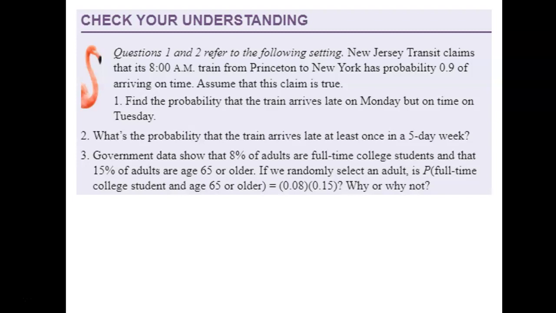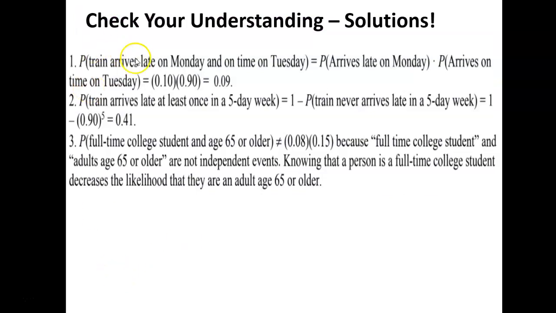So first question about the train arriving late Monday but on time Tuesday. The probability that the train will be late is 10%, right? If it's 90% going to arrive on time, that means the complement is 10%. So Monday late, Tuesday on time multiplies together to be 0.09, so 9%. That's all they wanted from you on number 1.